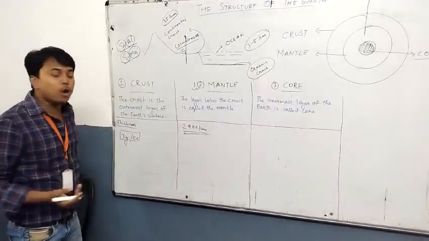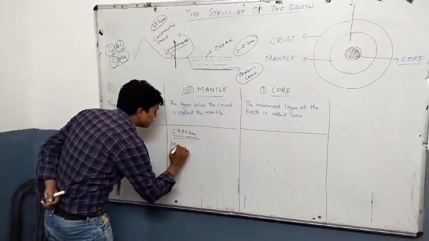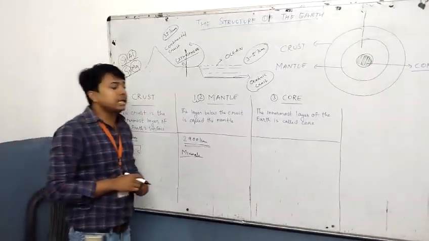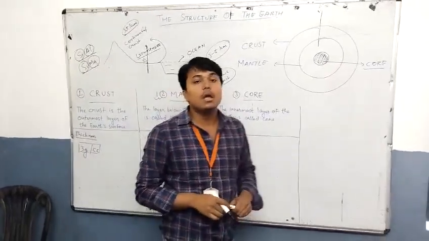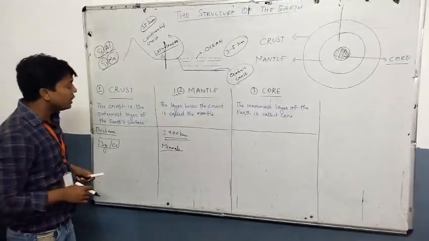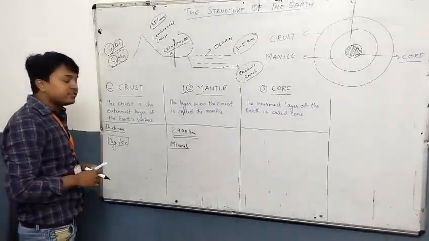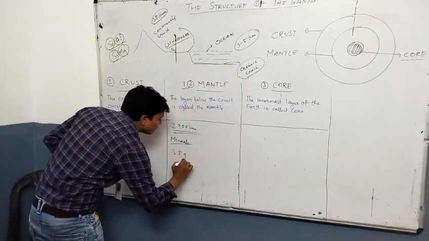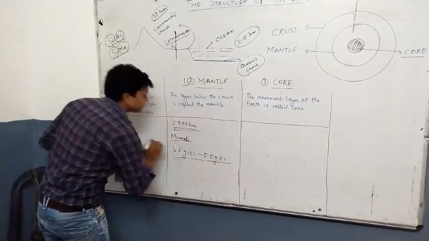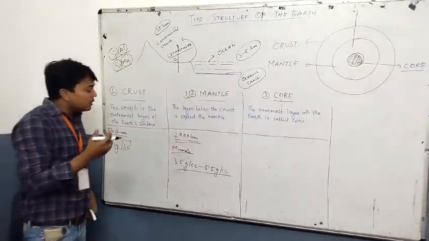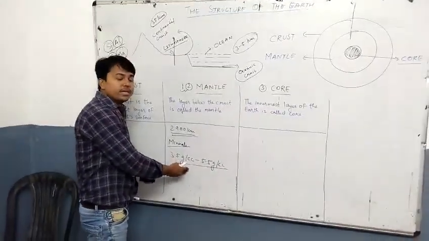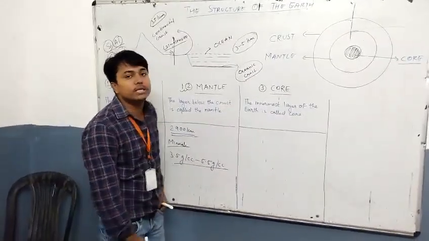Now the minerals found here. Basically in mantle, minerals like silicon, magnesium, iron, these all are found in mantle. Okay. Now density. The density varies from 3.5 gram per cubic centimeter to 5.5 gram per cubic centimeter.